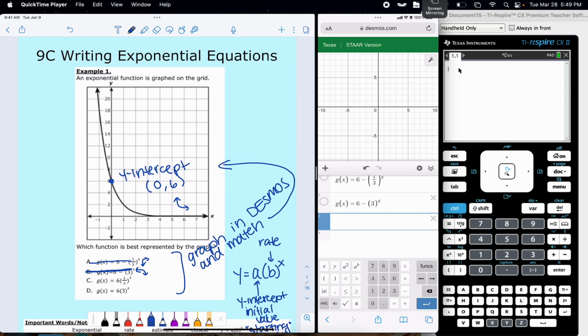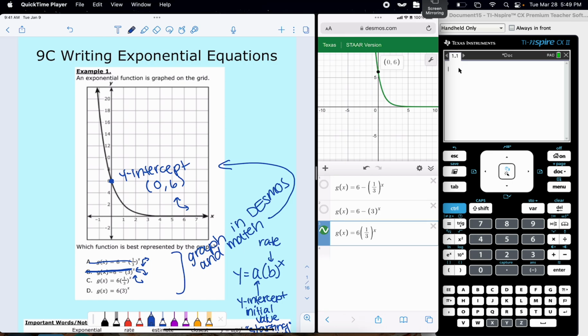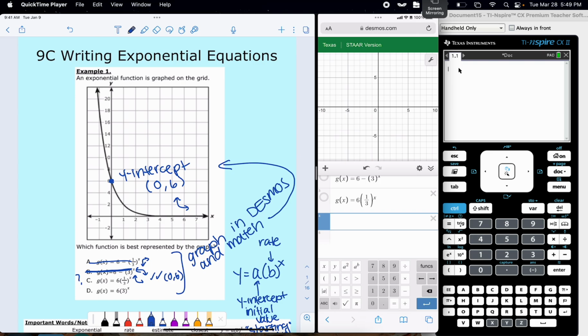Let's try C. g of x equals 6 (1/3) little x. And that one does look like our picture. So that's good. Now we need to check the y-intercept. If we click on the y-intercept on the graph, it gives us (0, 6). So both things are right. So C is maybe our answer, but let's check D just to make sure. We could have made a mistake. g of x equals 6 (3) little x, and that gives us the wrong picture. It's going up. So D cannot be our answer. So C is the answer.